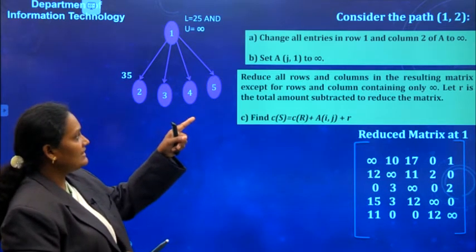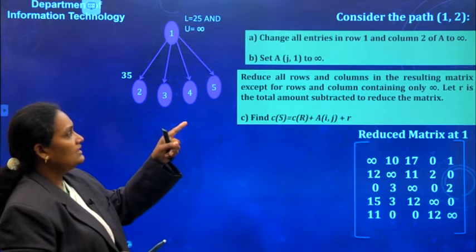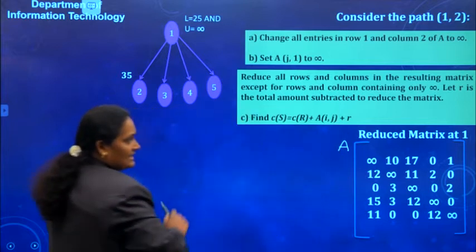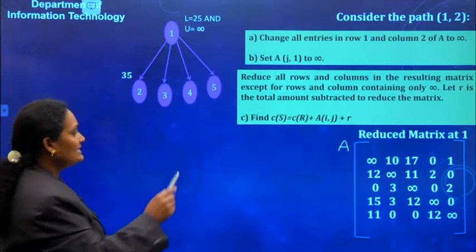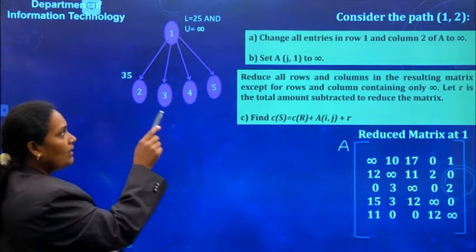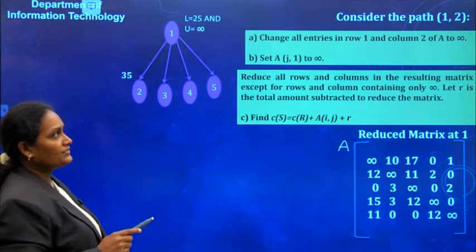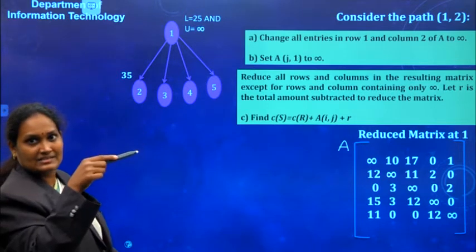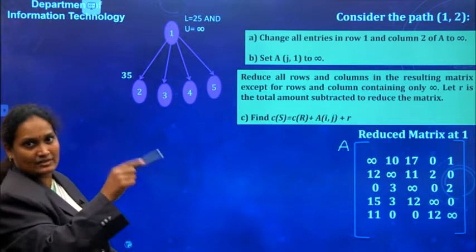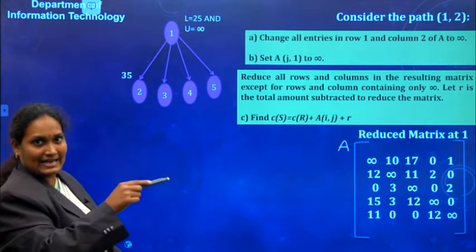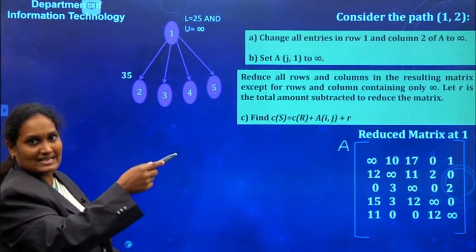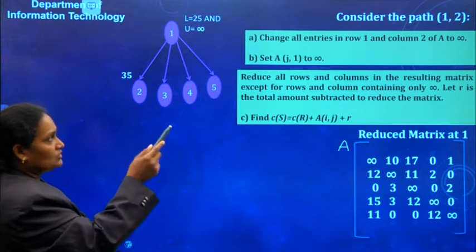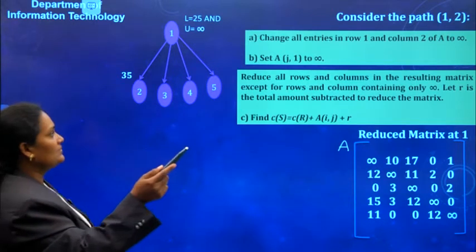What are we doing? Change all entries in row 1 and column 2 of A to infinite. Here A is the reduced matrix at 1. I already said that R is the root node and S is the child node. That is, 1 is the root node, 2 is the child node. Consider R as I and S as J, that is, 1 as I and 2 as J. So row I and column J, that is row 1 and column 2.